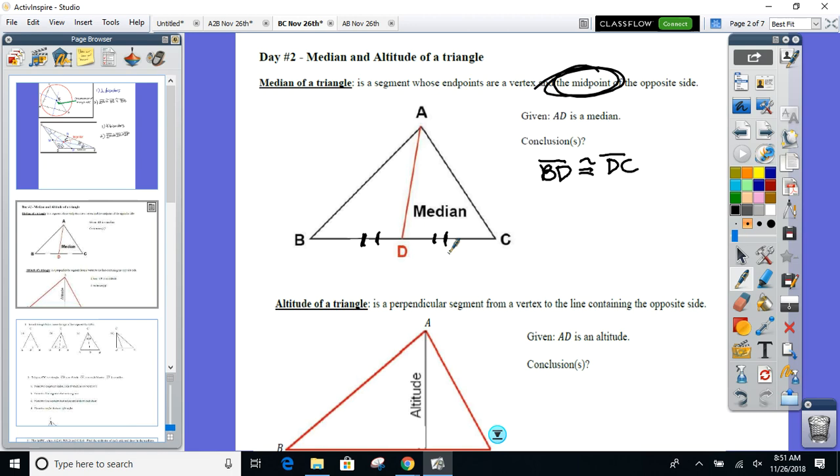Did I say anything in the definition about being perpendicular? No. All right. Is this a perpendicular bisector? No, it's not. It's called a median. It only goes to the midpoint. And the saying I like to give kids every year to remember what a median does: medians go to midpoints. Medians go to midpoints.